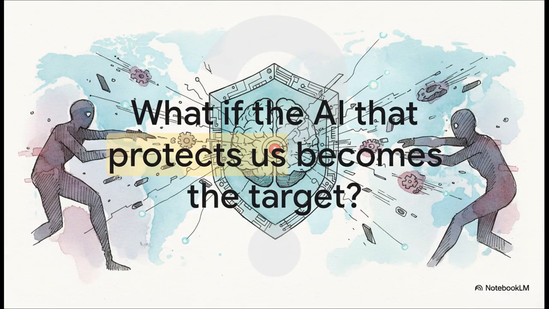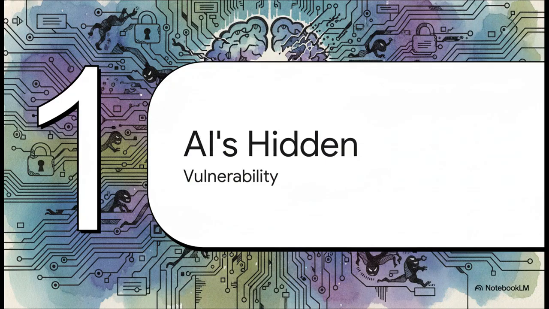And that really brings us to the central question, doesn't it? We've built these incredible, powerful AI systems to be our digital guardians. But what happens when the bad guys stop trying to sneak around the AI and start trying to break the AI itself? And this is where things get really interesting. You see, while we think of AI as this impenetrable shield, it has a fundamental vulnerability. And it's not about finding a bug in the code. Nope. It's about exploiting the very logic, the very math that makes the AI so smart in the first place.